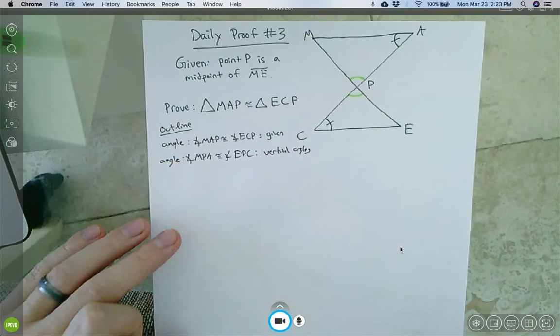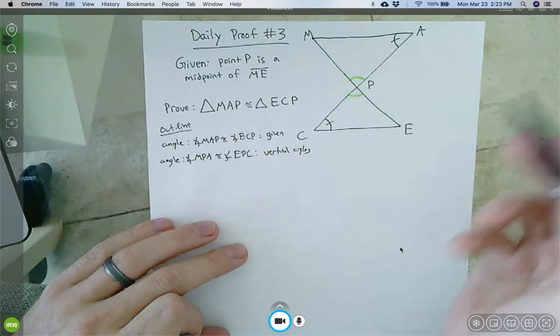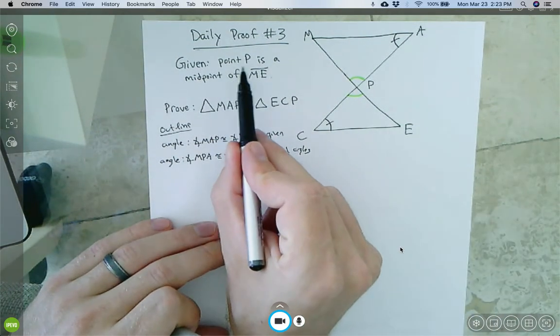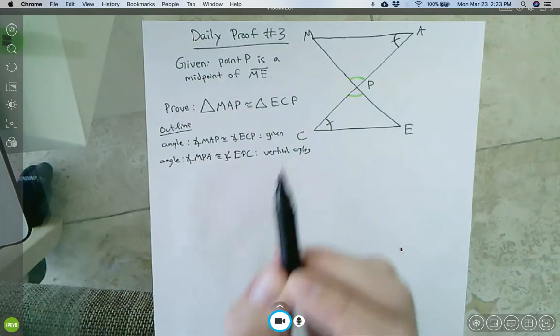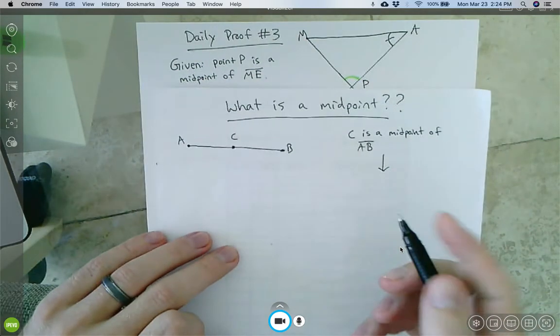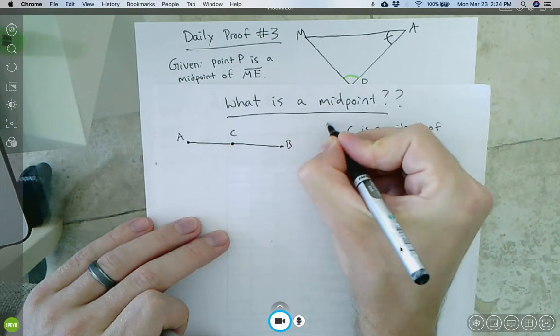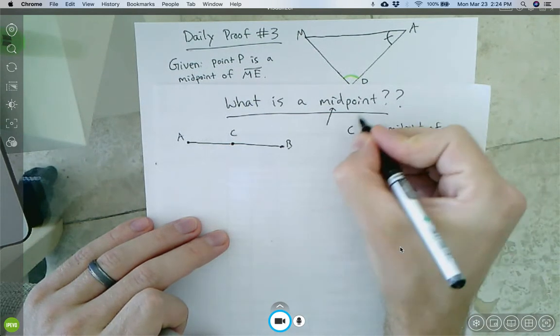Now I'm kind of stuck. I don't really see any other angles or sides that are shared or any reflexive properties, but I am given this point P as a midpoint of ME, and this is where I want to do a little bit of a sidebar. What is a midpoint? If you've never thought about a midpoint, just think about what the word might mean to you. Mid meaning middle, point meaning point here.